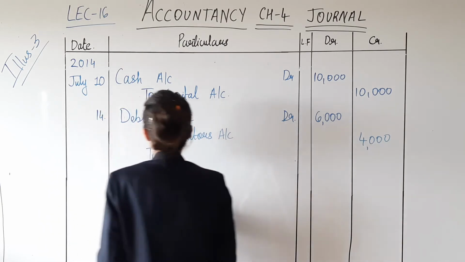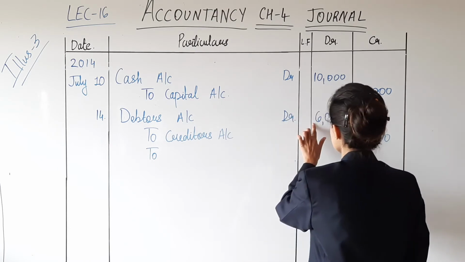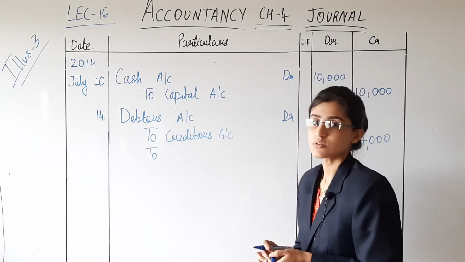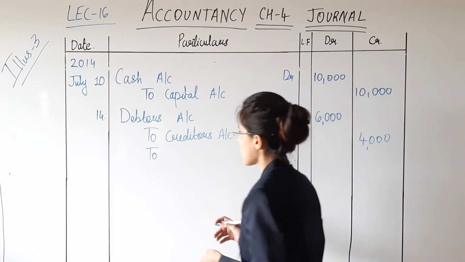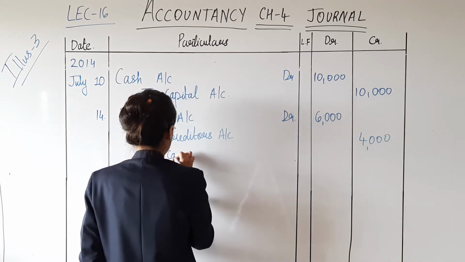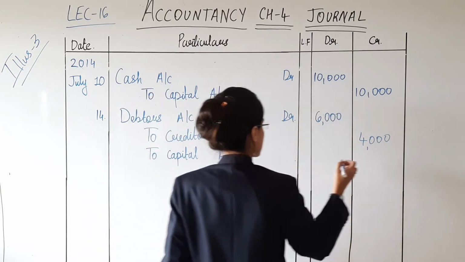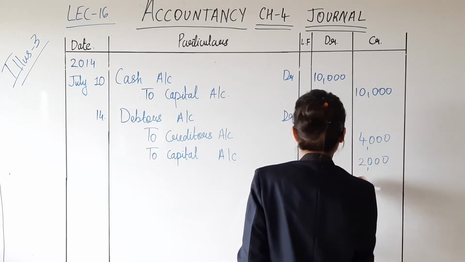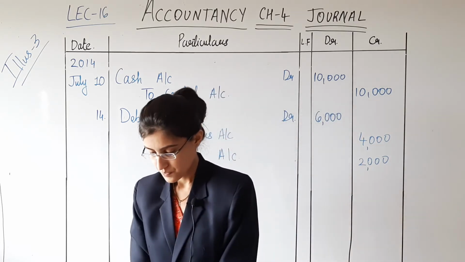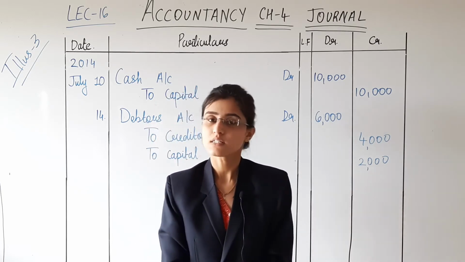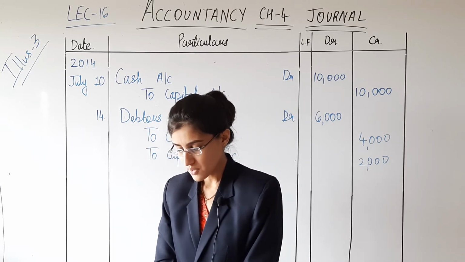And as I said, the amount debited should always be equal to the amount credited. So, if here it is 6,000, here it should be 6,000 compulsorily. So, of which 4,000 is creditors, 2,000 is for capital. Alright? Okay. Next, transaction dated 16th of July, paid off income tax rupees 500.